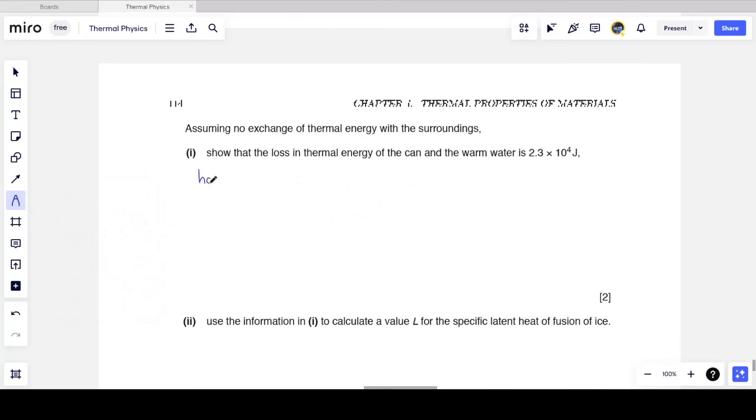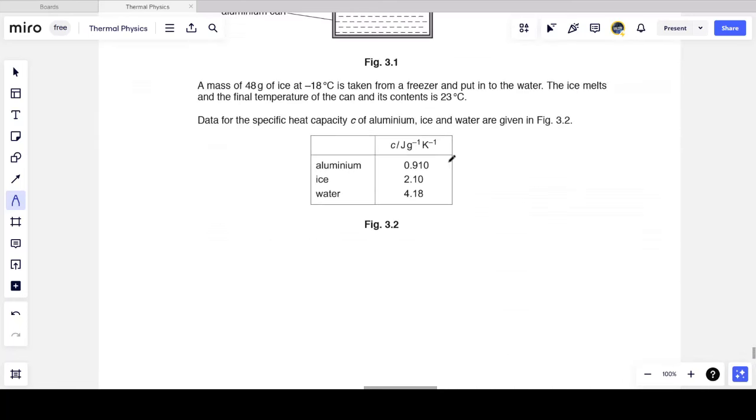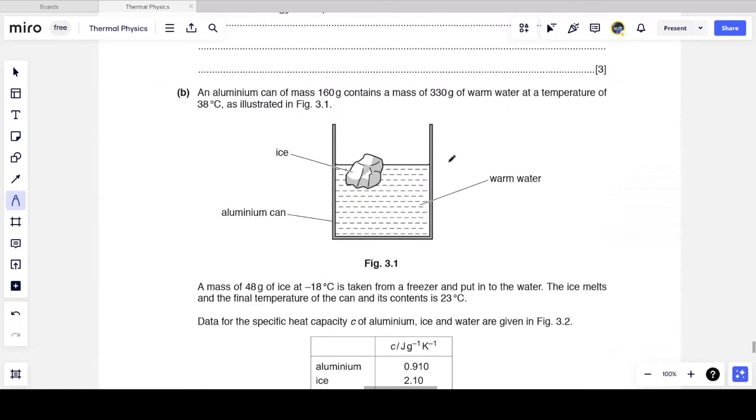Now, it's always good in these questions, even though this is kind of written for you, to write your equations in word form. Heat loss by something is equal to heat gain in something. I think in this way it helps you identify all the things that are gaining energy and all the things that are losing energy. And then going back to your information and filling in those energies specifically. So the heat loss by the can and the water is equal to, or the thermal energy loss by the can and the warm water.